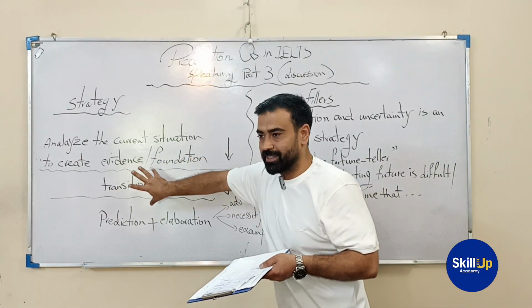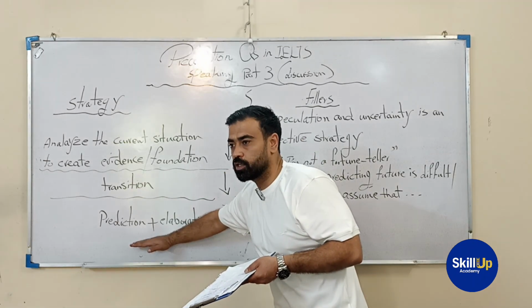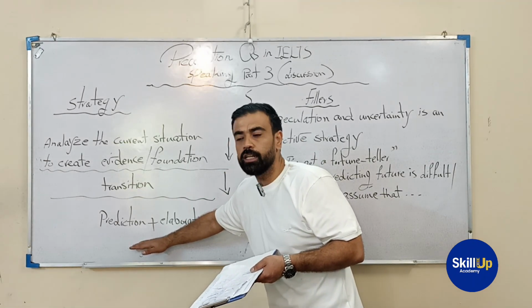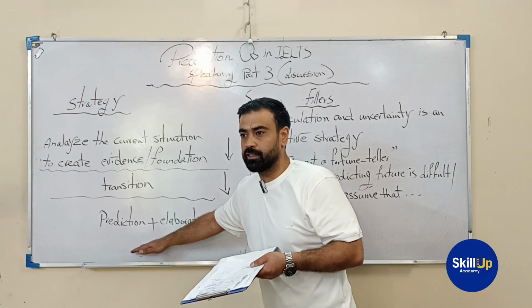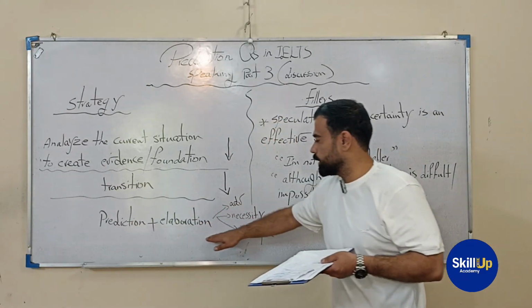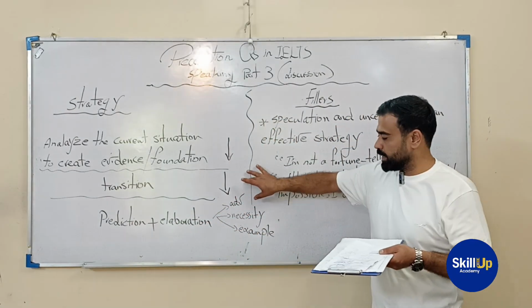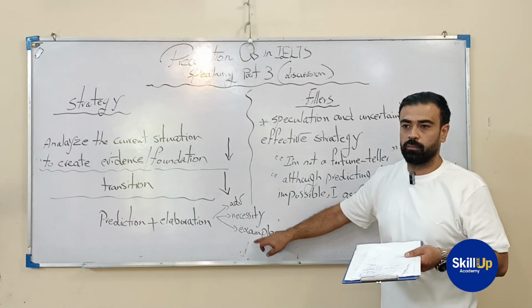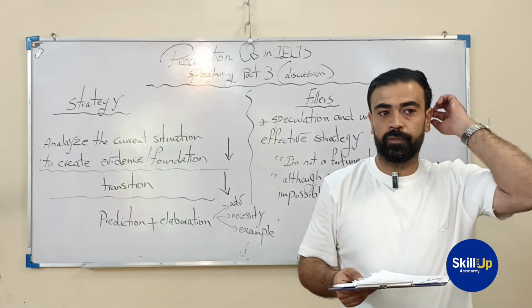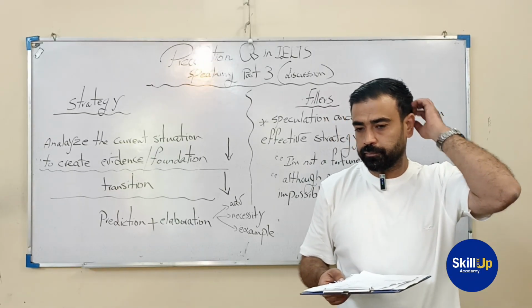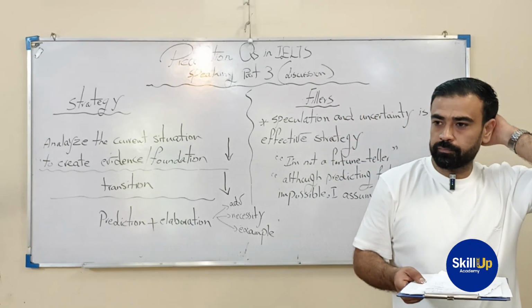And then use a transition and then make your prediction. It makes your prediction easy to understand and it gives you a well-connected answer. And even after that, you can elaborate on it. You can talk about disadvantages, necessity, or examples. Listen to me, I want to answer this question again. Please ask the question again. How will art exhibitions change in the future?